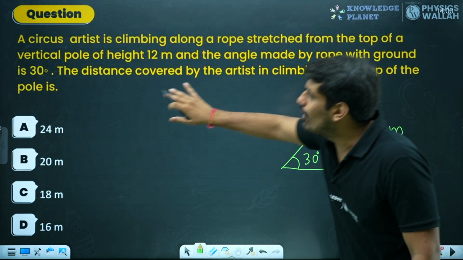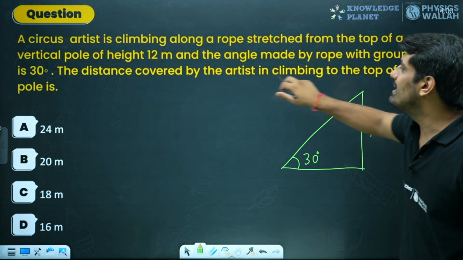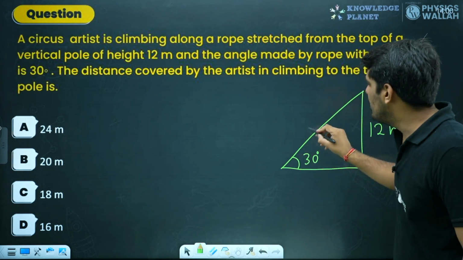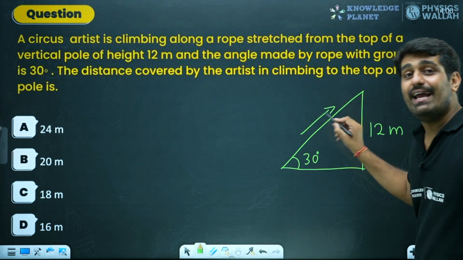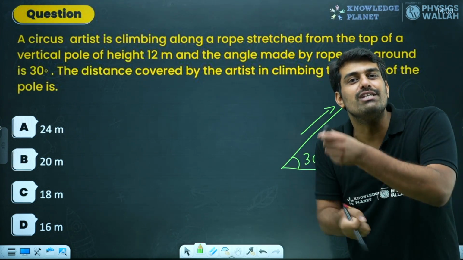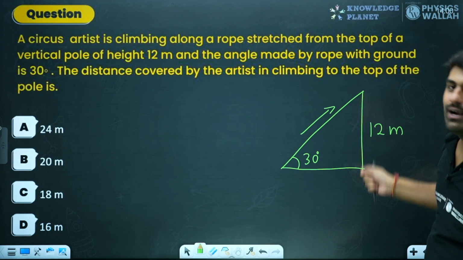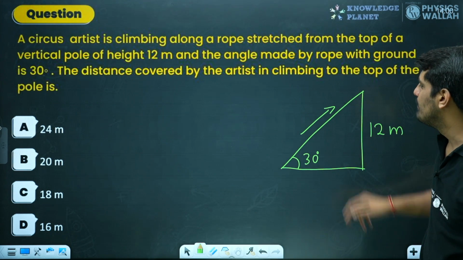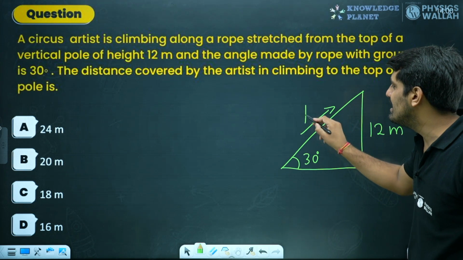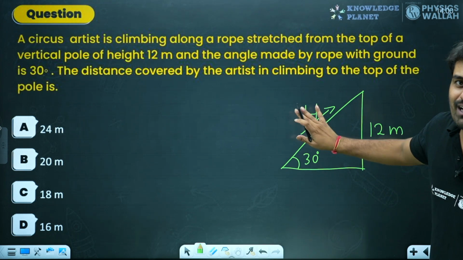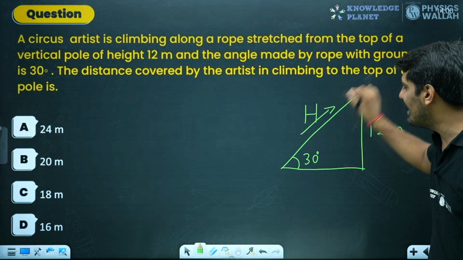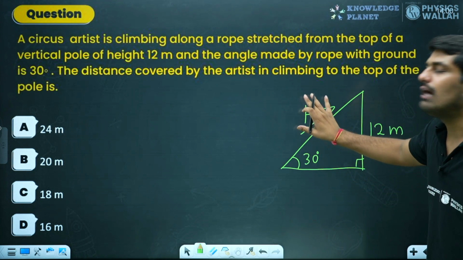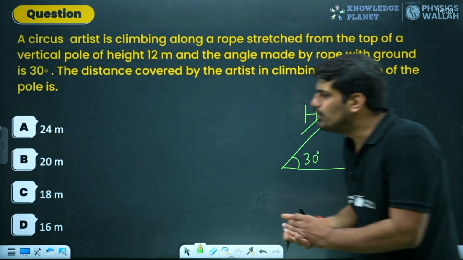So after that, what they are asking is the distance covered by the artist in climbing to the top of the pole. This particular distance they are asking, because this is the way he is going up. He is going up using the rope. He cannot directly climb up on the vertical pole. He is using a rope to climb up, and this distance they are asking. So this is a hypotenuse in a right angle triangle. Let me call it H. This angle being 90 degree. One side given, one angle given, another side being asked. Things seem to be very, very simple.